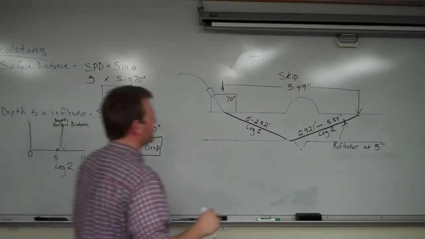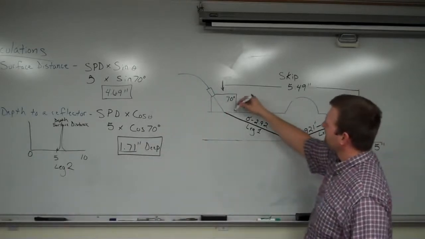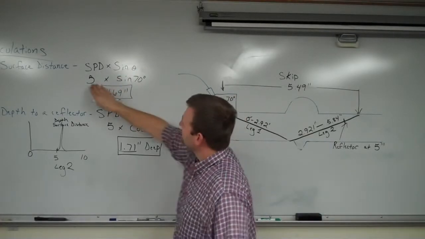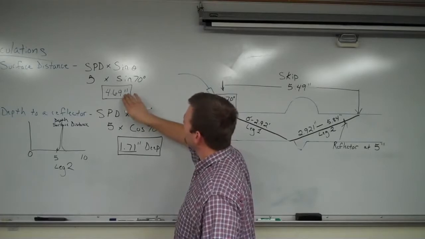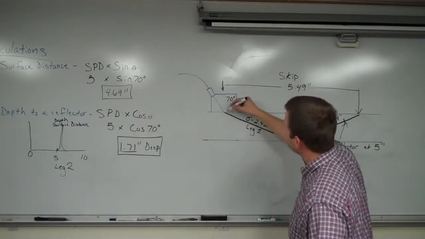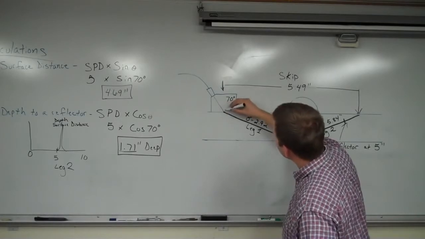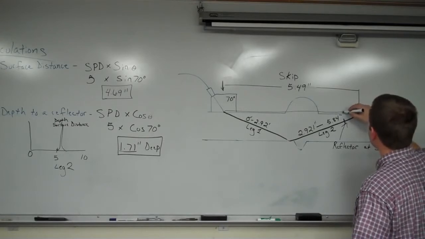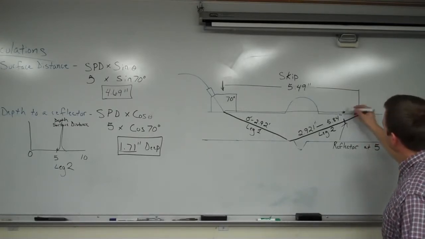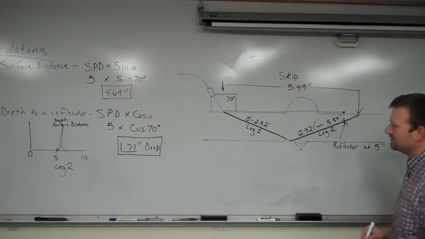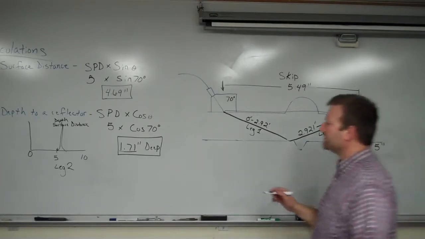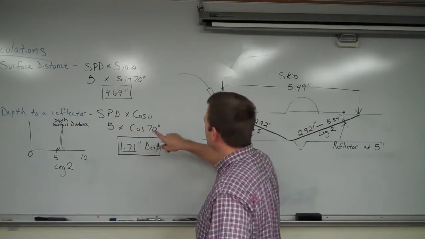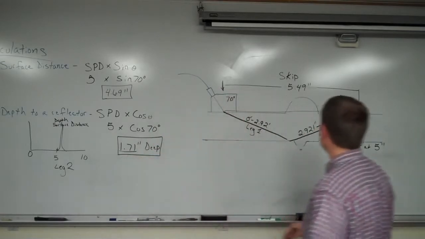So for a reflector at 5 inches, we've already figured the surface distance: the sound path distance times the sine of the angle. Sound path distance of 5 inches, sine of 70 degrees, that gave us 4.69 inches. So we would measure from the beam exit point of the transducer, straight across the surface of the plate, make a mark on the top of our plate, and say, all right, straight down from here is our defect. Now, what's the depth? Sound path distance times the cosine of the angle: 5 inches times the cosine of 70. And that tells us it's 1.71 deep.